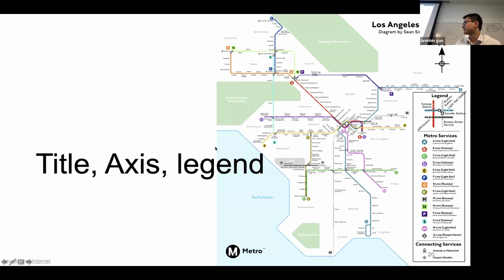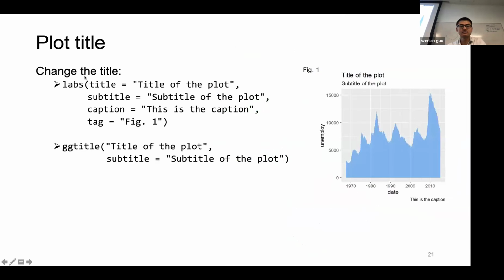So the first part is about the title, axis, and the legend. Specifically for the plot title, we can use labs or ggtitle to change the title. If you're using labs, specify the title or subtitle, the caption, and also the tag. So this is pretty useful if you want to generate publication-ready figures. You don't really need to use PowerPoint or Adobe Illustrator or Photoshop to make those changes. You can simply use one single line of code to edit them. So this is sometimes quite useful.